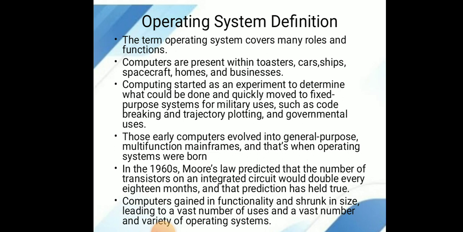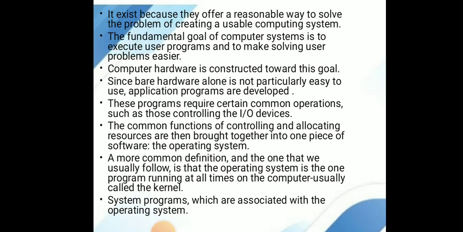In the 1960s, Moore's law predicted that the number of transistors on an integrated circuit would double every 18 months, and that prediction has held true. Computers gained in functionality and shrunk in size, leading to a vast number of users and a vast number and variety of operating systems. They exist because they offer a reasonable way to solve the problem of creating a usable computing system.